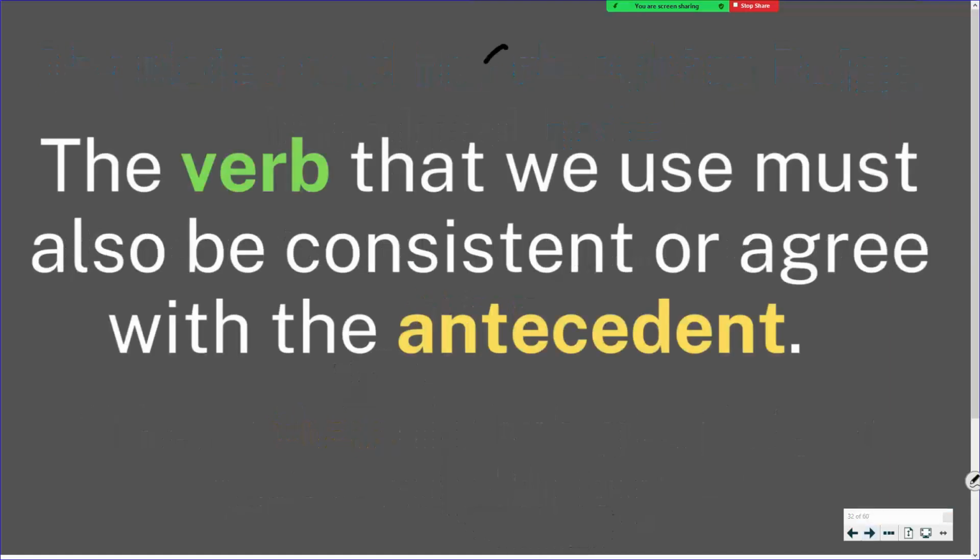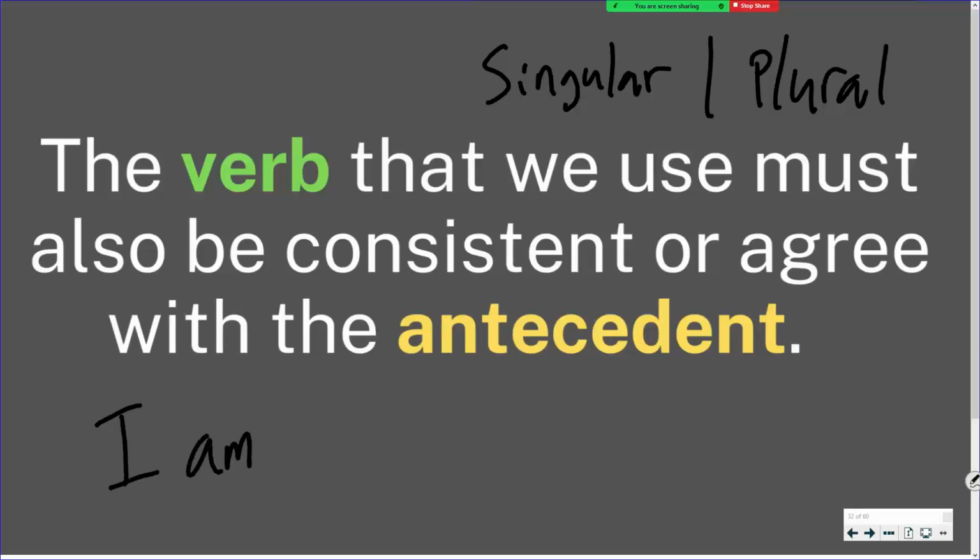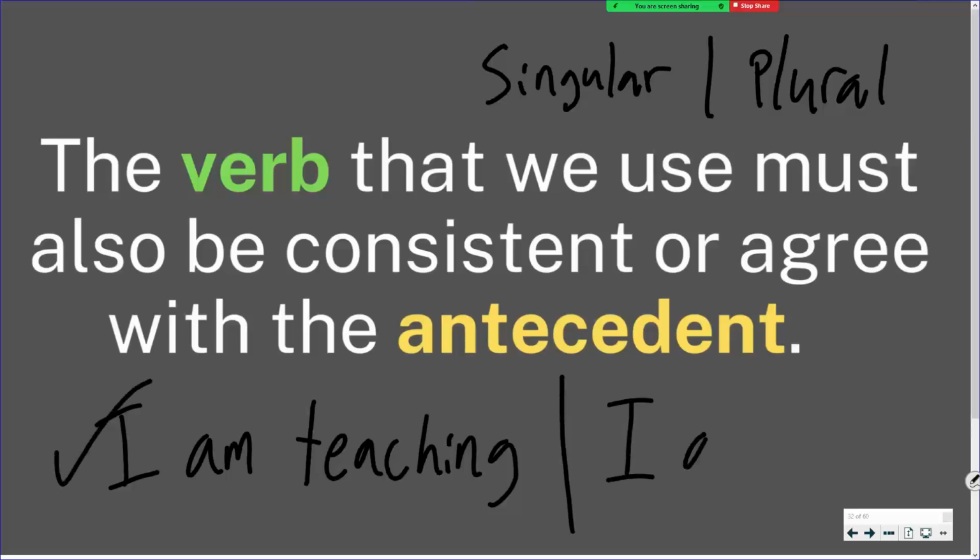Again, we have singular verbs. Verbs also come in singular and plural form, right? The verb that we use must also be consistent or agree with the antecedent. So we can say, "I am teaching," which is correct. But you would not say, "I are teaching." It just sounds wrong. That's incorrect. I am teaching. Am is a singular verb. Are is a plural verb. They are teaching, right? That makes sense.